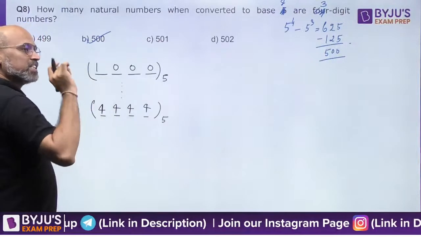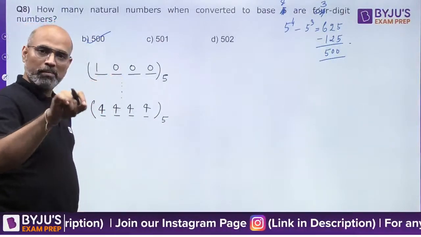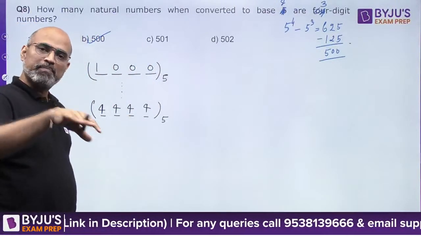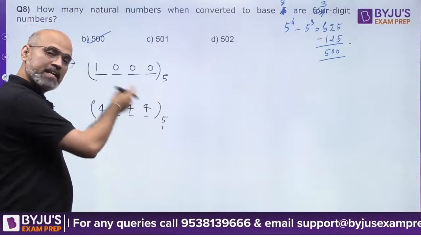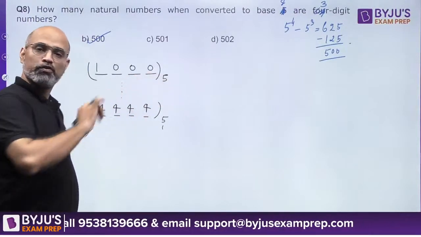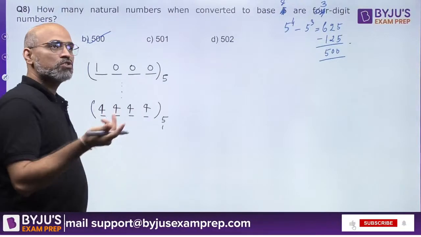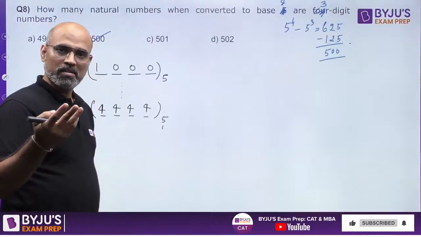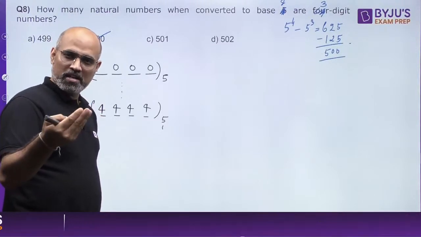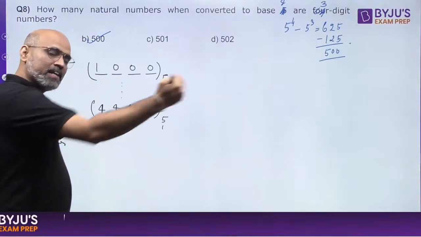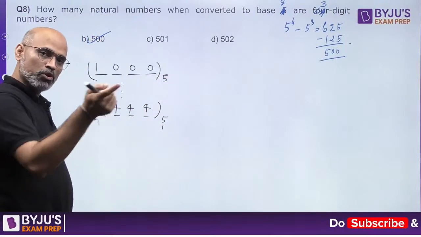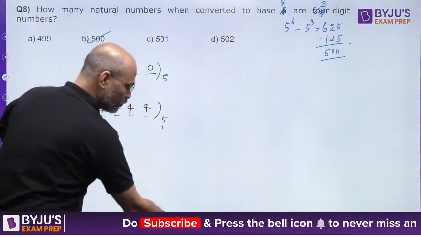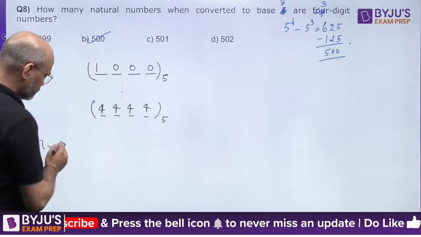So remember, the smallest number in a particular base is 1 followed by zeros, and the largest number in that particular base is going to be base minus one digits, like 4, 4, 4, 4. For example, if I ask you which is the largest 4-digit number in decimal, because I am saying in base 10, don't you think it will be 9999? Base 10, so one less, 9999. So if I am talking about base 5, it's going to be 4444, right?